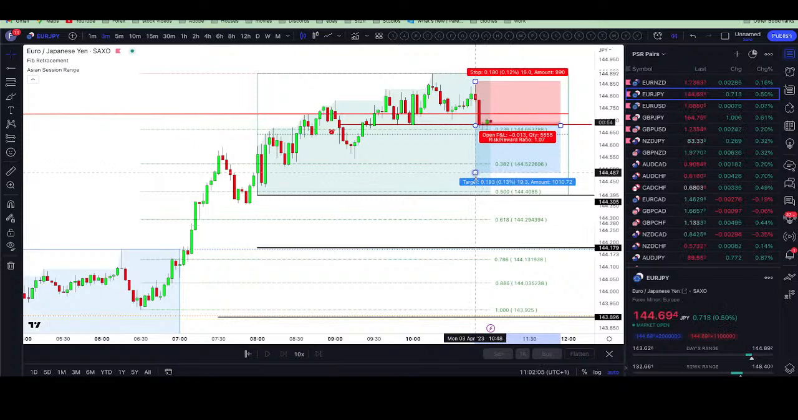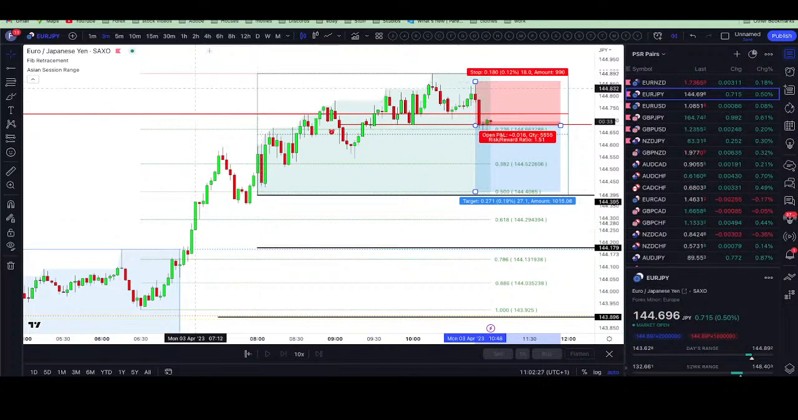And your TP1 is here, 28 pips. And your TP2 is 50 pips. And your TP3 is 75 pips. And you even got more. So again, this is an aggressive entry if you're getting in there. If not, you're waiting for the 15-minute break of structure.